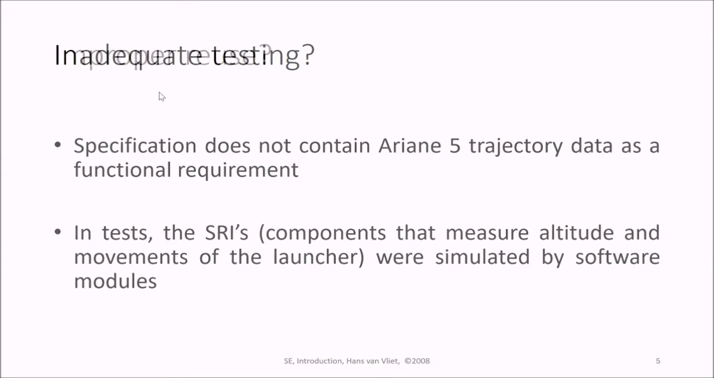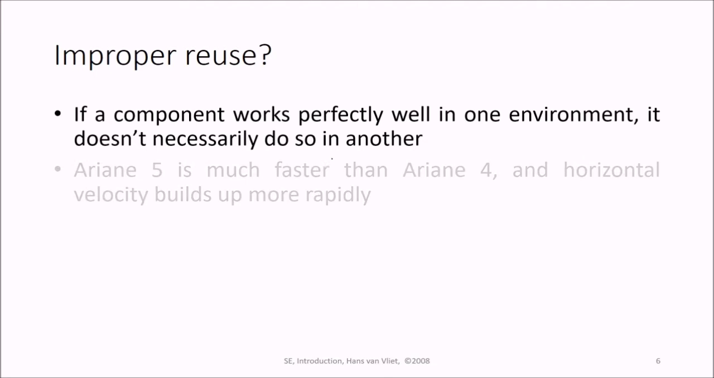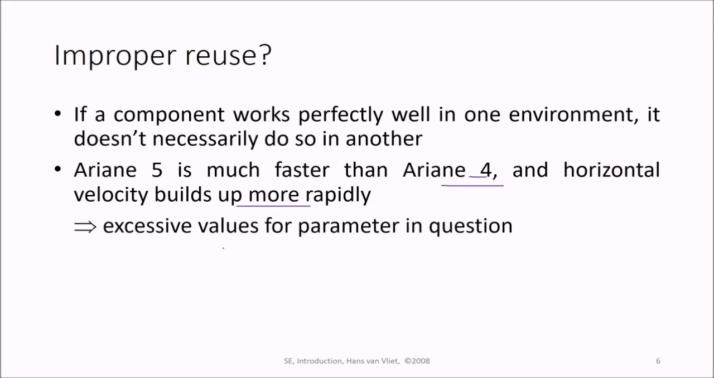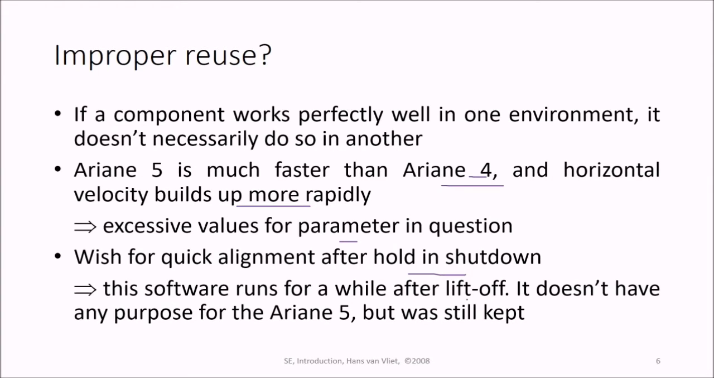were simulated by the software modules. Improper reuse, that is, if a component works perfectly well in one environment, will it work in another environment also? It doesn't necessarily do so. So Ariane 5 is much faster than the Ariane 4, and the horizontal velocity builds up more rapidly than Ariane 4. So excessive values for the parameter are in question, and this wish for quick alignment after hold in shutdown can we assume it. So this software runs for a while after liftoff. It doesn't have any purpose for the Ariane 5, but was still there.